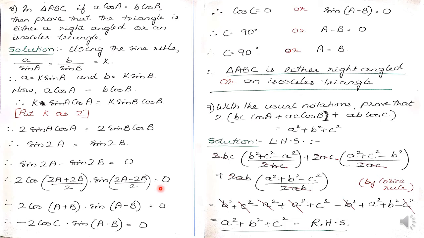So we get over here 2 cos 2A plus 2B by 2 sin 2A minus 2B by 2 is equal to 0 on the RHS. Now 2 is common in the brackets. So 2 is cancelled.